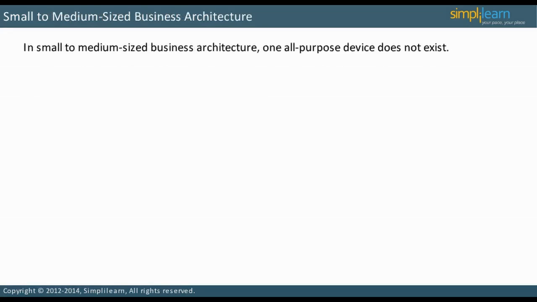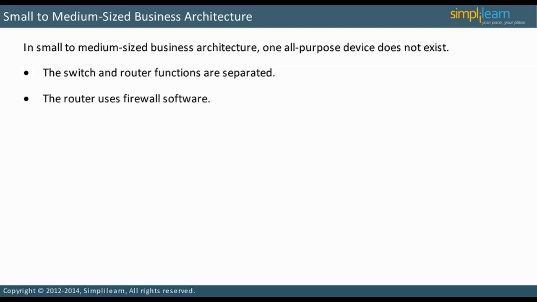Here it is seen that there is no longer one all-purpose device. The switch and router functions are separated. As the number of network devices increase, a router no longer provides enough interfaces to connect them all. Therefore, a switch is implemented. The router uses firewall software. In this architecture, a standalone firewall device is normally not deployed.